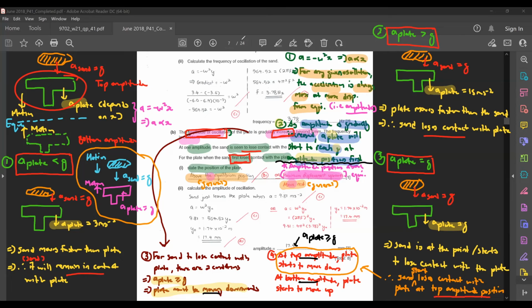So that's why here I kind of highlighted to you, you must have these two conditions. Acceleration of the plate must be more than g itself, and the plate must be moving downwards. So that one should be okay, right?